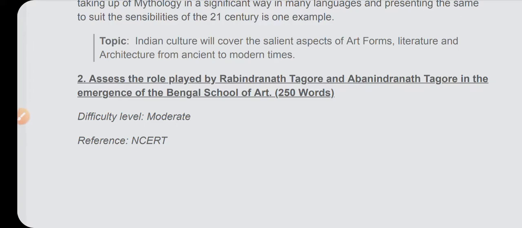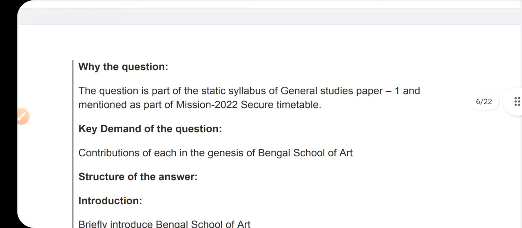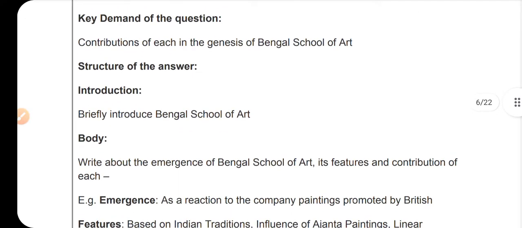Reference, NCERT. The question is part of the static syllabus of General Studies Paper 1 and mentioned as part of Mission 2022 Secure Timetable. Key demand of the question: contributions of each in the genesis of Bengal School of Art.